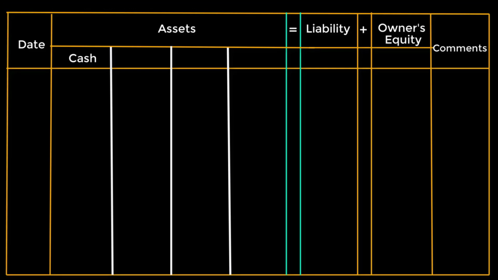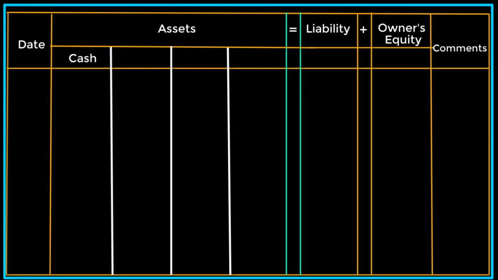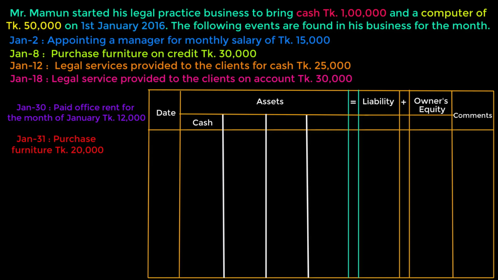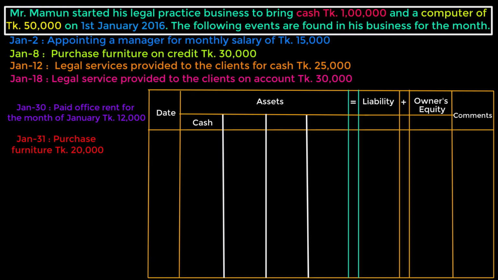In our previous tutorial, Accounting First Paper Chapter 1, Part 1, we learned two tricks. Those two tricks will help us to show the effects on accounting equation of the transaction in this tabular form. Look at this question now. See, Mr. Mamun started his legal practice business to bring cash taka 1 lakh and a computer of taka 50,000 on 1st January 2016. In this column, we will write 2016 here and January 1st here like this.